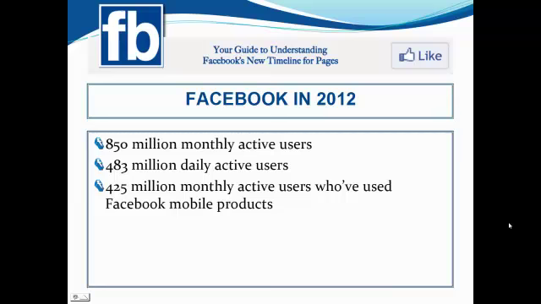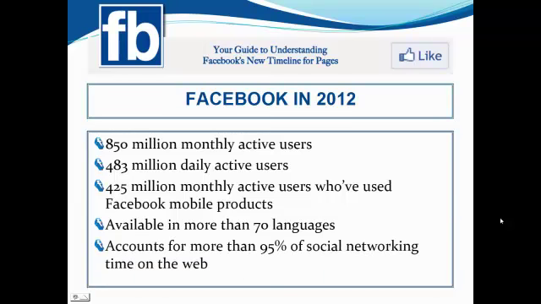425 million monthly active users have used Facebook mobile products. So they're on their phone, they're on their iPad, every app or product that they have, they have Facebook on there. Now it's also available in more than 70 languages. And it accounts for more than 95% of social networking time on the web. So that's where people are hanging out.